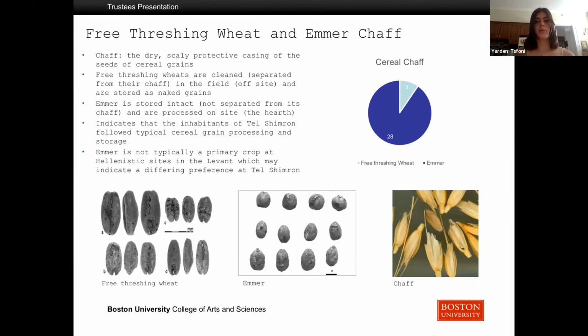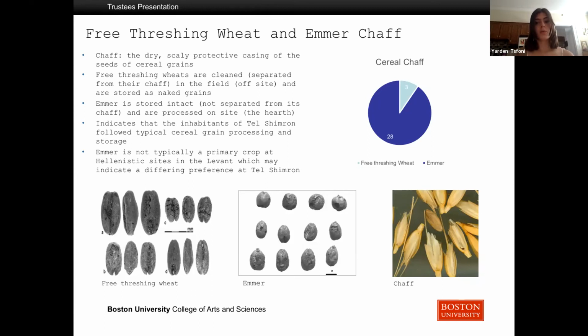So upon looking at those plant parts, free threshing wheats appear in lower quantities and ubiquities than those belonging to emmer. So this provides a lot of insight into processing and storage in this region. Free threshing wheat is often processed off-site through a process of threshing, raking, and winnowing, which means they are stored as naked grains with perhaps only a few plant parts remaining by accident.